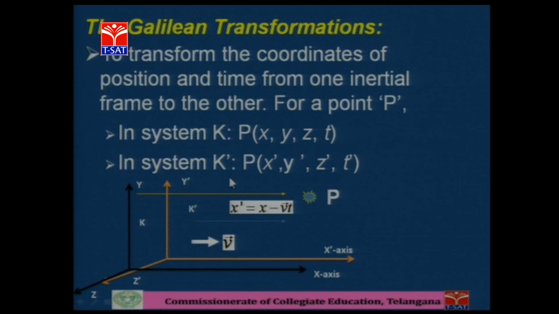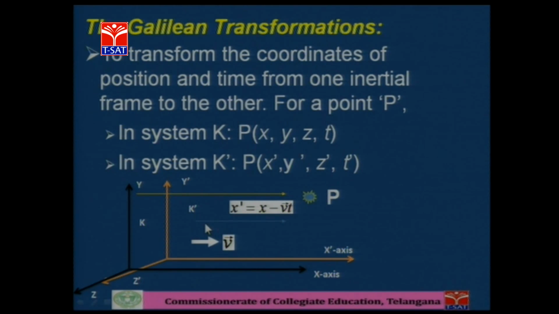So when we come to the system K dash, we have the point P which is observed at coordinates x dash, y dash, z dash and t dash. With this, what we can say is that the position of a point with respect to the frames K and K dash can be observed here.